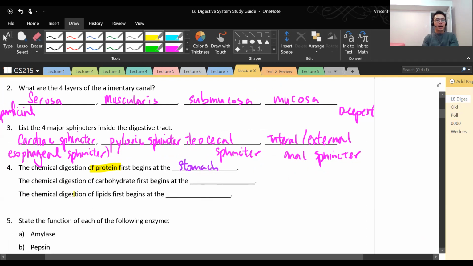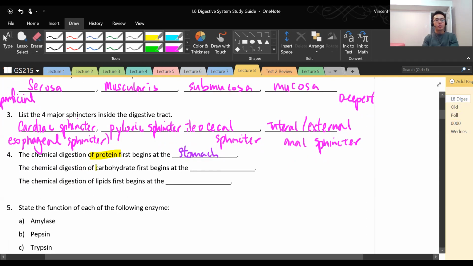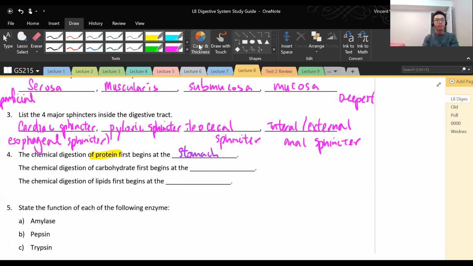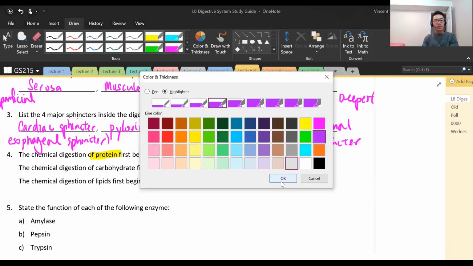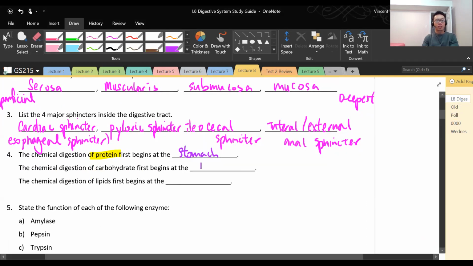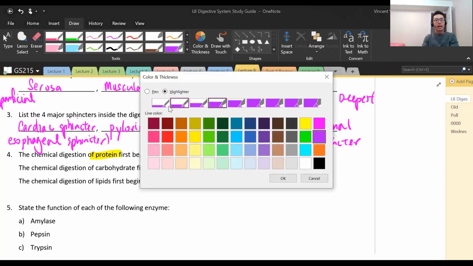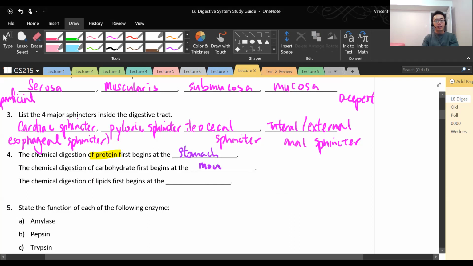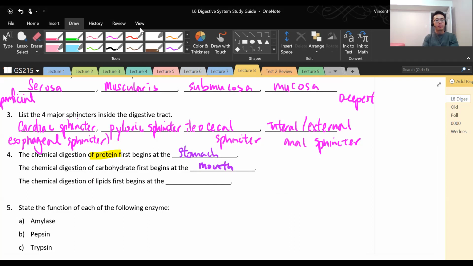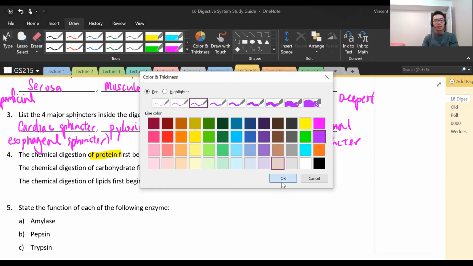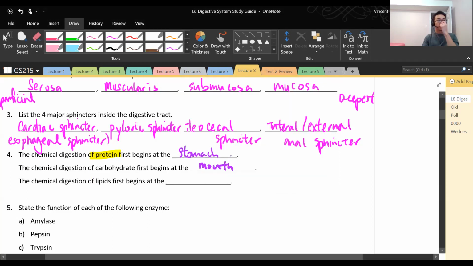Okay, next one. Chemical digestion of carbohydrates. Where does that first begin? Anybody? Mouth. Yes, the mouth. That's correct. This is for the mouth, right? Because there is an enzyme in the saliva that would break down carbohydrate. Anybody remember the name of that enzyme by chance? Lipase. Amylase. Amylase is correct.